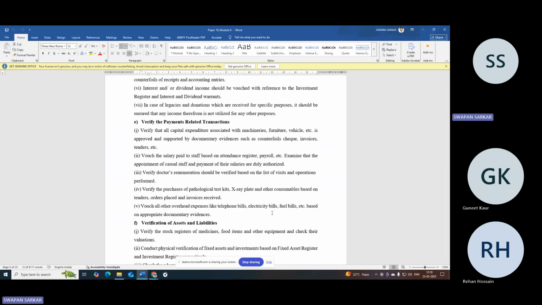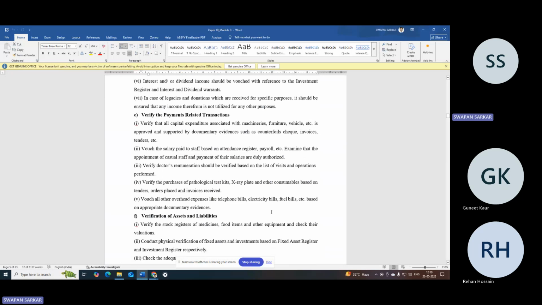Then doctors' remuneration should be verified based on the list of the visits and operations performed. Verify the purchase of pathological test kits, X-ray plates, and other consumables based on tender orders placed and invoices received, and vouch all other overhead expenses like telephone bill, electricity bill, fuel bill, etc. based on appropriate documentary evidence.